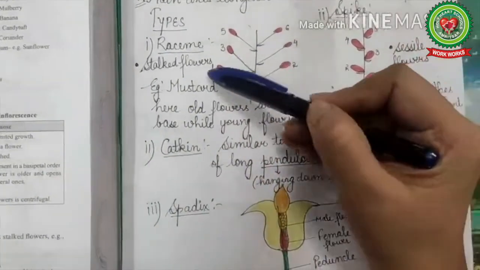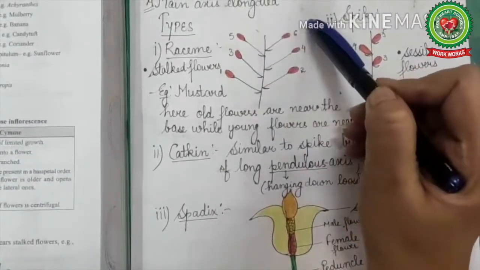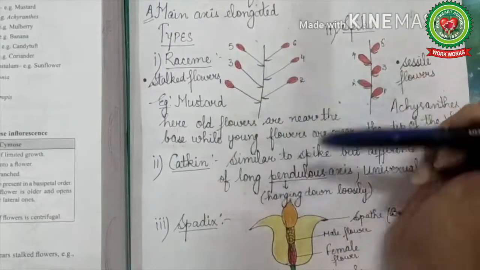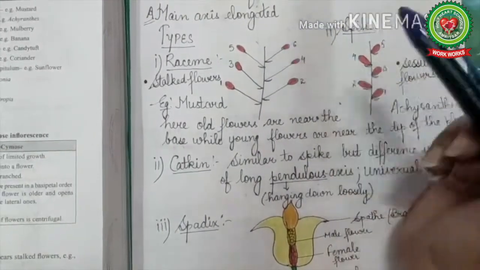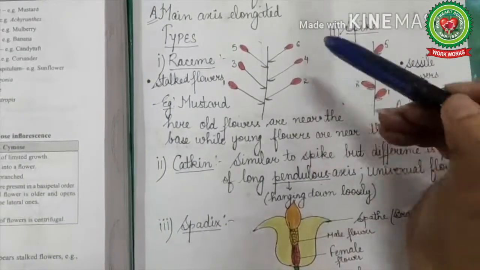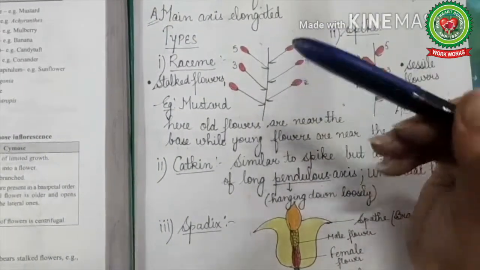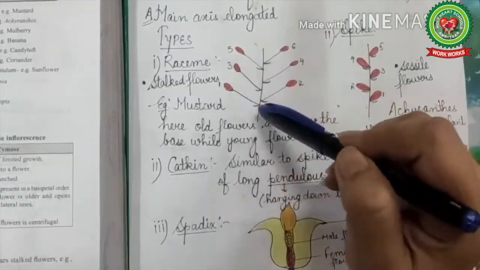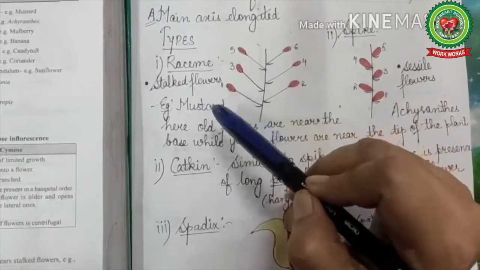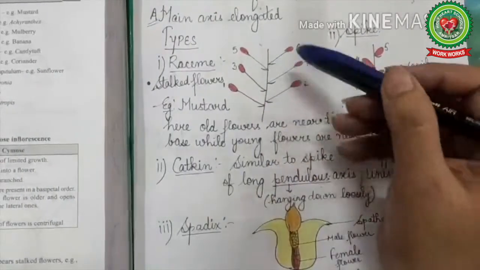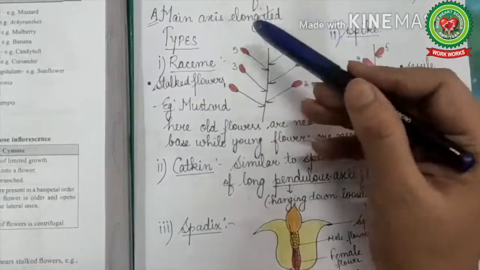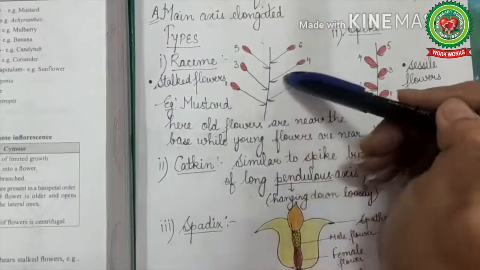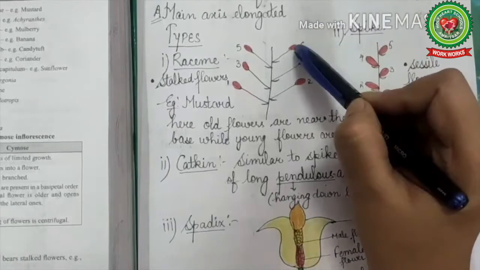Now here the numbering is given 1, 2, 3, 4, 5, 6. It means the first one is the old flower, and the sixth one, which is near the tip, is the young flower. So always we mention it is acropetal succession. Acropetal means the flower at the base or near the base will be the oldest flower, and opening will again be centripetal, as it is racemose inflorescence, meaning the outermost flower will open first and the innermost, the top one, will open last.